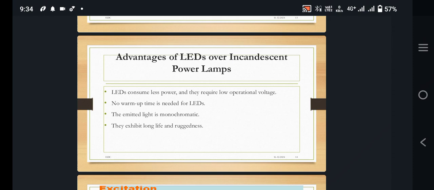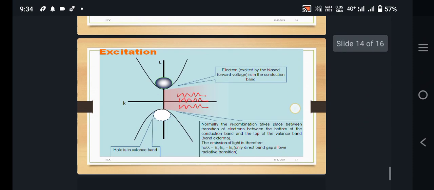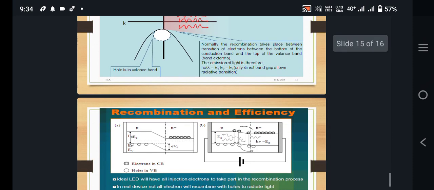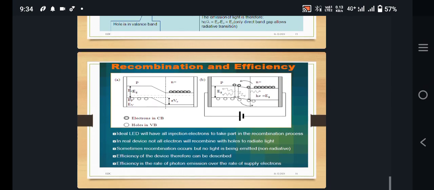Advantages of LEDs over incandescent lamps. LEDs consume less power and they require low operating voltage. No warm-up time is needed for LEDs. The emitted light is monochromatic. They exhibit long life and ruggedness. Excitation, recombination and efficiency.